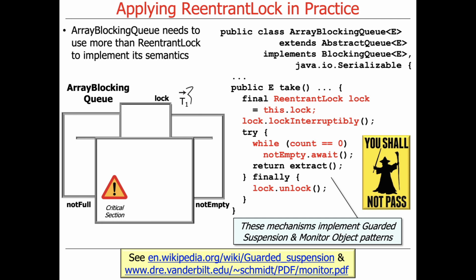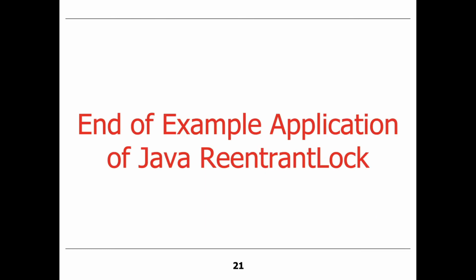When we do get to that point, you will see that all the code I show here that's colored in red implements the so-called guarded suspension pattern and the monitor object pattern. You can read about both of those things here. I wrote the monitor object pattern many years ago. It appears in the POSA 2 book, but the concept's been around for ages. So anyway, that's basically the idea. We'll talk about that when the time comes. So that's the end of our discussion of applying Java ReentrantLock in practice.